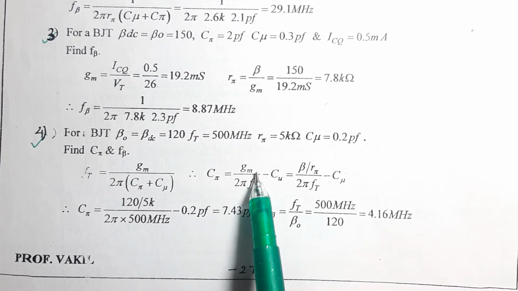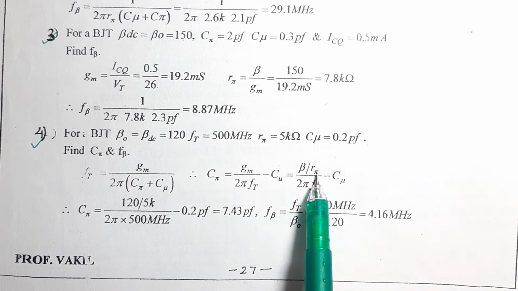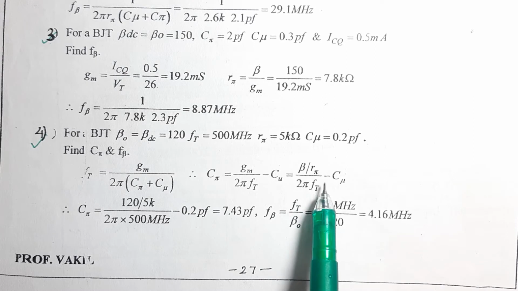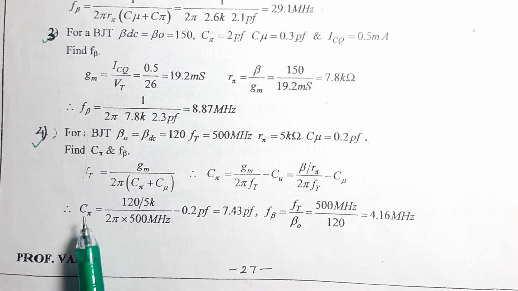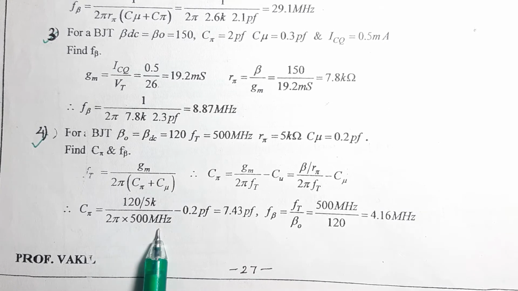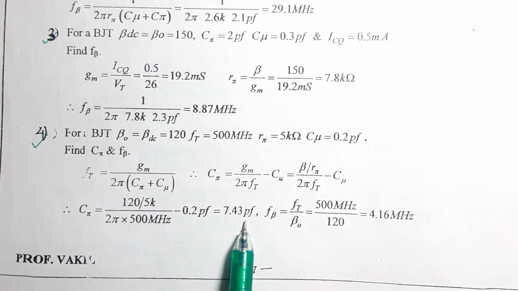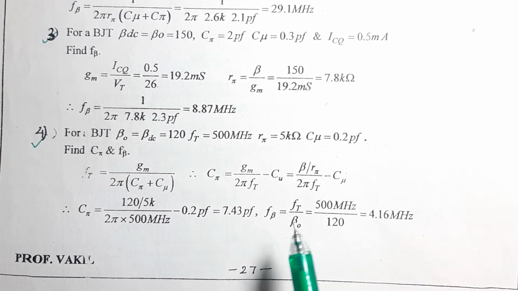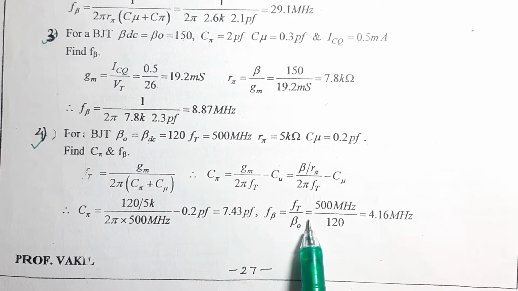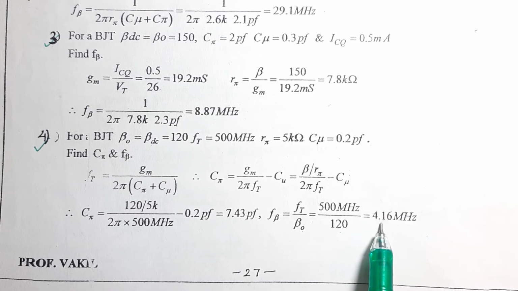So gm is represented as beta by r pi. The formula for C pi is nothing but 120 by 5k upon 2 pi into 500 megahertz, minus 0.2 picofarad, which is equal to 7.43 picofarad. Now f beta is given as fT by beta 0, which is equal to 500 megahertz upon 120, which is equal to 4.16 megahertz. So now let's move on to another set of numericals.